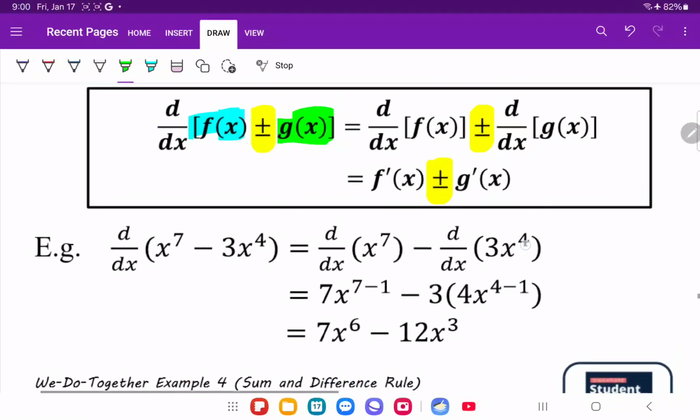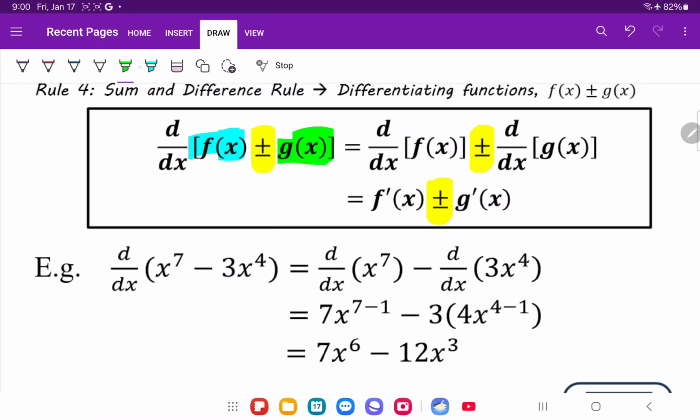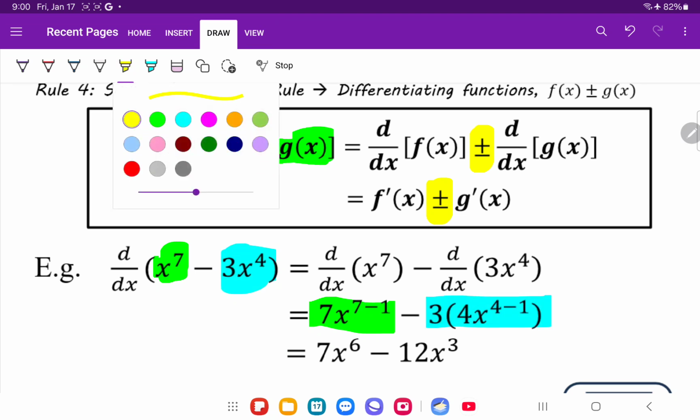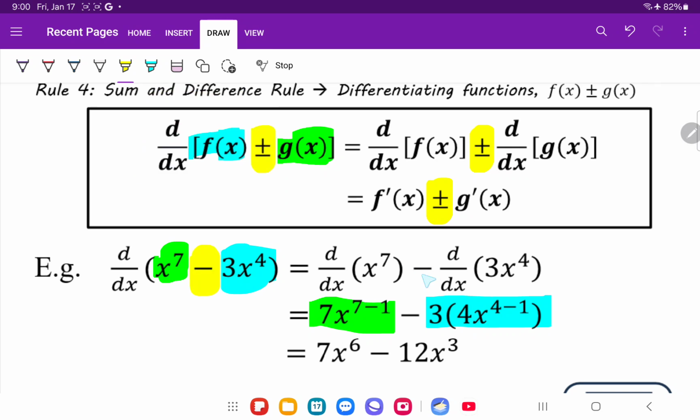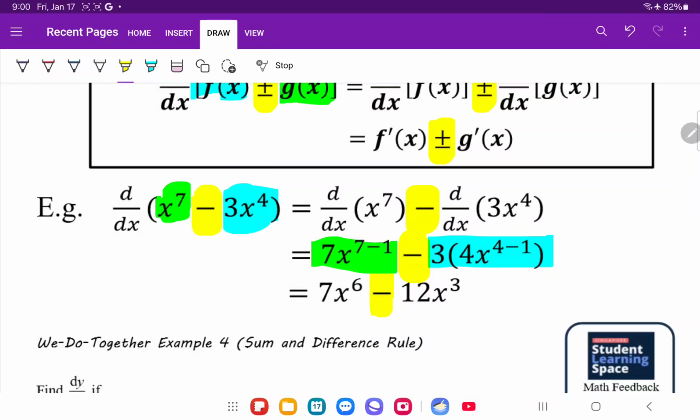For example, you may be asked to differentiate x power 7. Okay, this one is easy. You will use the power rule. You can also be asked to differentiate this, and this is none other than the constant multiple rule. The only difference now is there is actually a minus sign in the middle, and you just write minus accordingly. Alright, that's all.